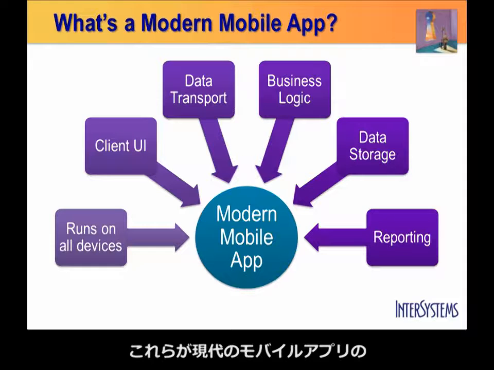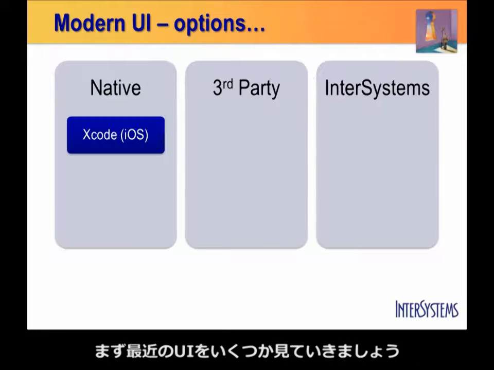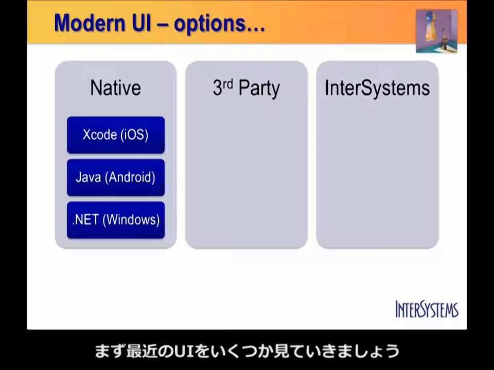So these are the main characteristics of a modern mobile application. Now, since we're running short on time, we're going to take a very quick look at how you can address each of these things, okay? So let's first look at some of the modern UI options, and I'm going to go a little bit quickly on these slides.